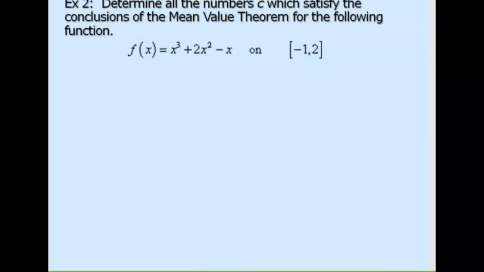So example number 2 says determine all of the numbers C which satisfy the conclusion of the mean value theorem for the following function. We need to first go through and check, is this function continuous? Yeah. Is this function differentiable?